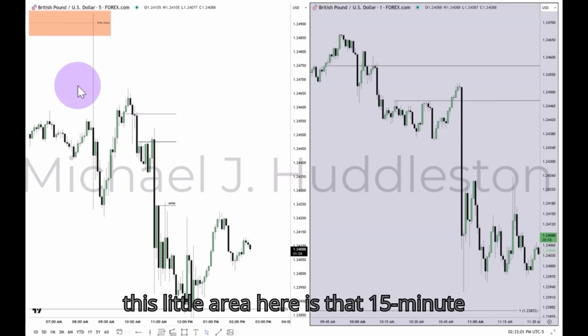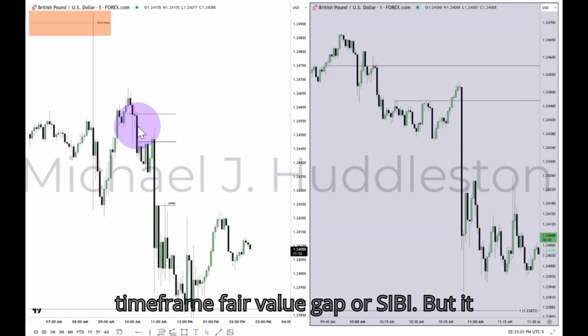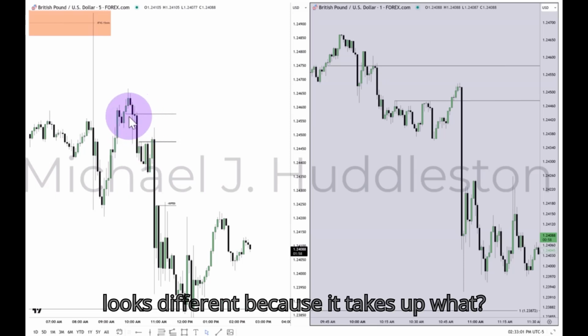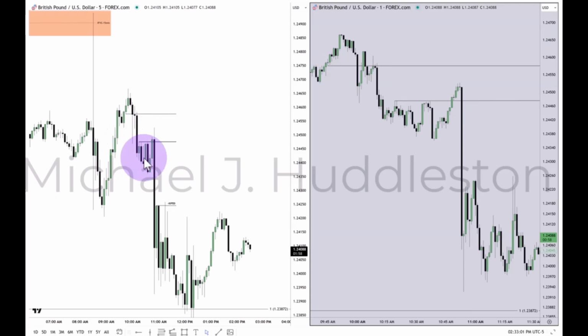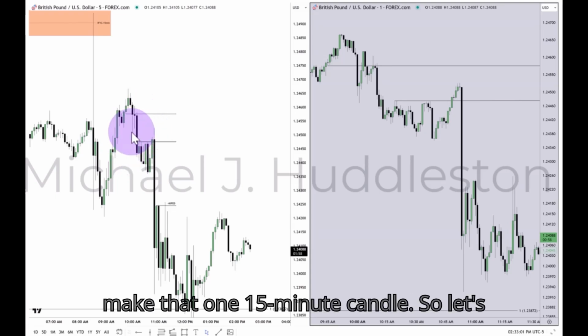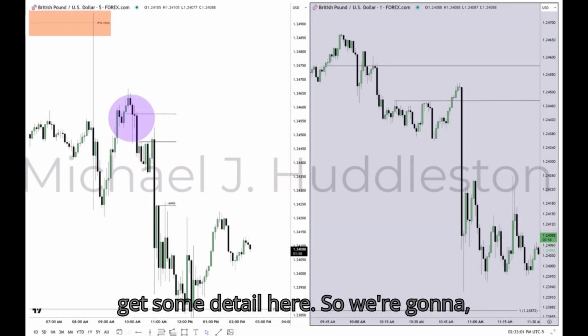Here, this little area here is that 15-minute time frame fair value gap, or SIBI. But it looks different because it takes up what? It takes 3 of these candlesticks to make that one 15-minute candle. So let's get some detail here.